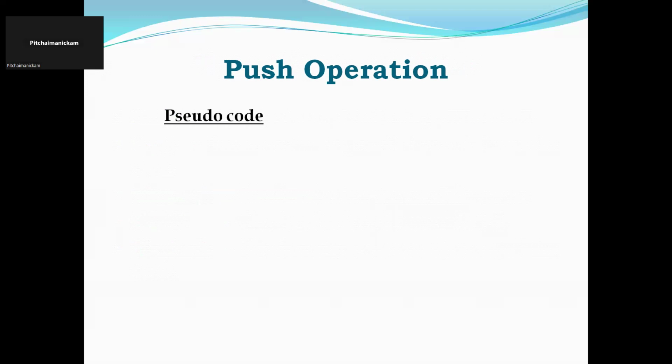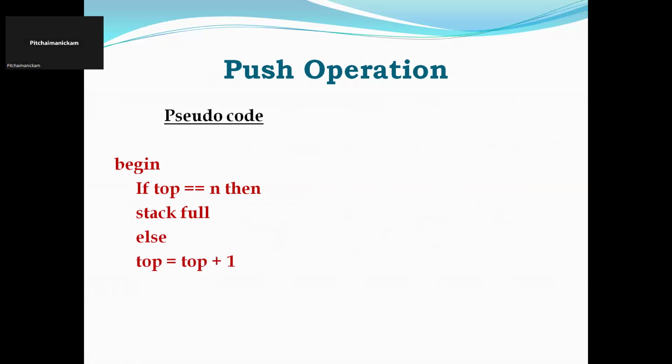The two important operations are the push operation and the pop operation. For the push operation, consider the pseudocode. First, we check the top of the stack pointer: if top is equal to n, the stack is full. Otherwise, top is equal to top plus 1, so the stack pointer is incremented by 1, and we assign the item on the top of the stack. This is the way we perform the insertion operation on the stack.